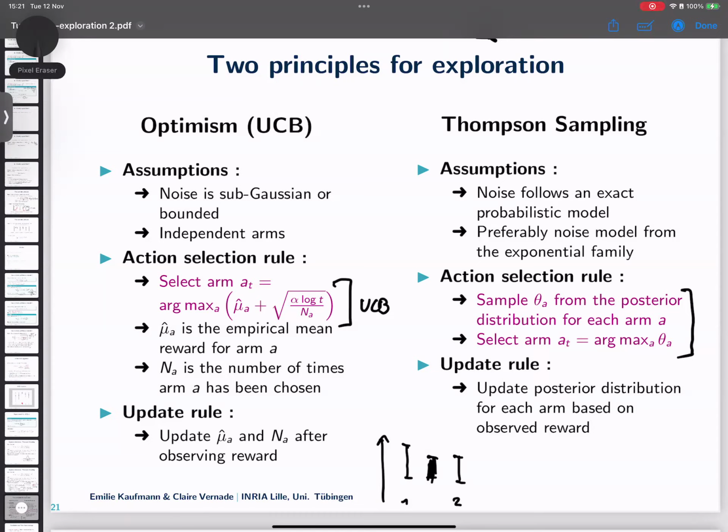In this case, what you try to do is have an algorithm that is going to pull arm one and arm two more or less until they don't overlap anymore. And once they don't overlap anymore, you're sure with high probability that arm one is better than arm two.